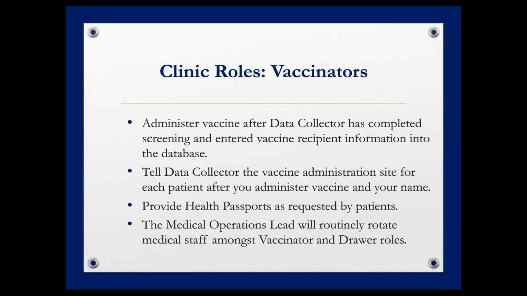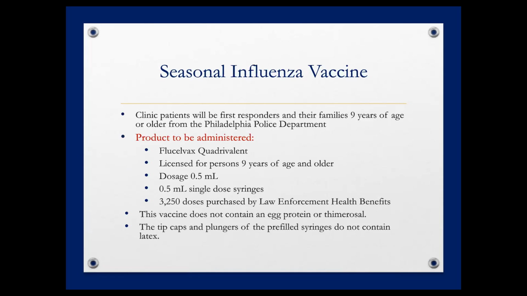The medical operations lead will routinely rotate medical staff among vaccinator and drawer roles. This is kind of a null and void point for this year. All the syringes and everything like that will be pre-drawn and then provided to you. So as a vaccinator, you won't have to draw the vaccine yourself or worry about any of that. The supply runners will be bringing around the vaccine in cool cubes for you. So again, any and all supplies will be provided to you, so you won't have to seek anything. Everything will be brought to you.